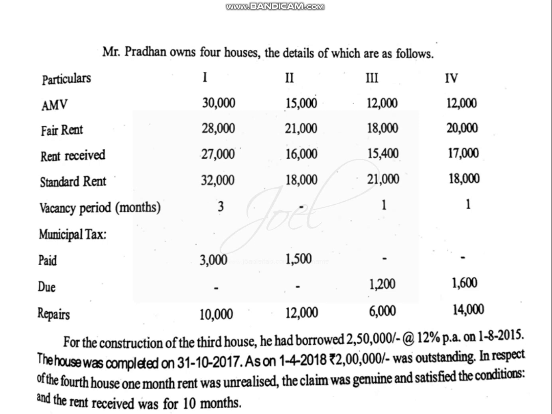One important problem under the chapter income from house property, where vacancy period is given. See, when vacancy period is given, what do we have to do? See, 4 houses are there. Out of these 4 houses, in 3 houses vacancy period is given. So when vacancy period is given, what we have to do, that is what I am going to explain today.